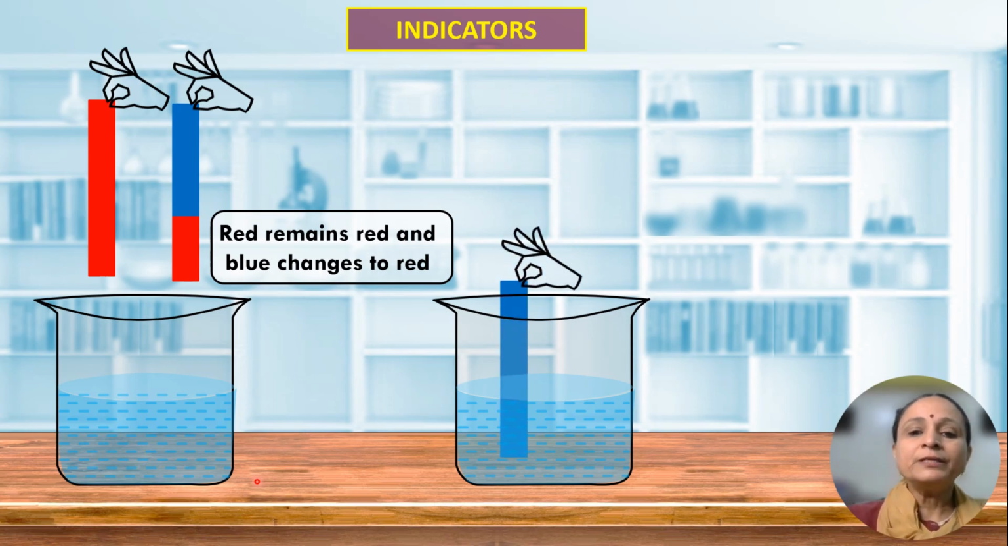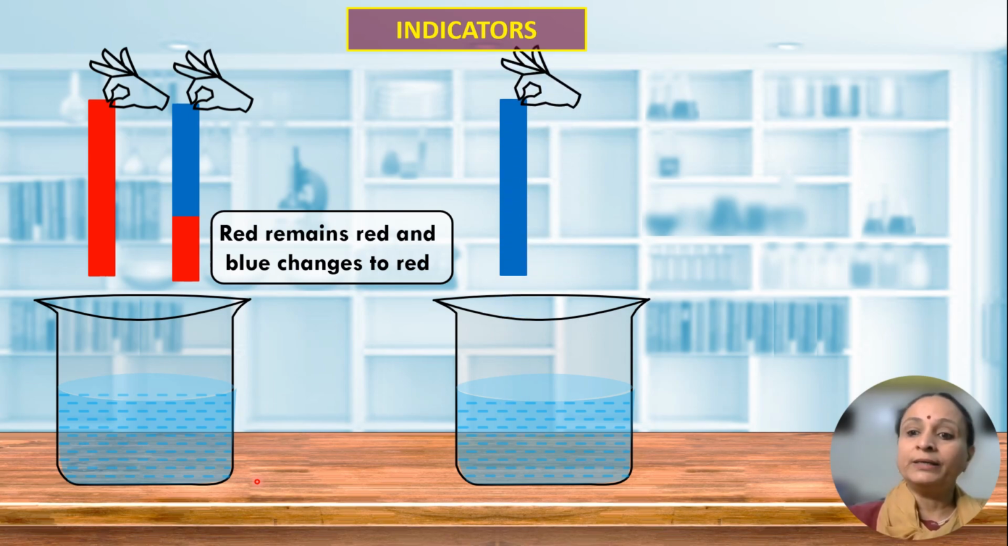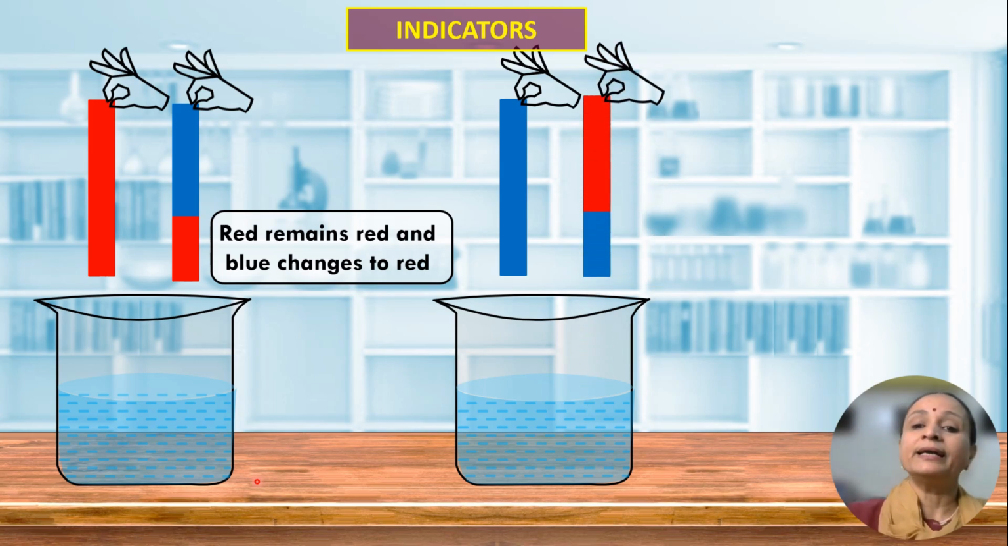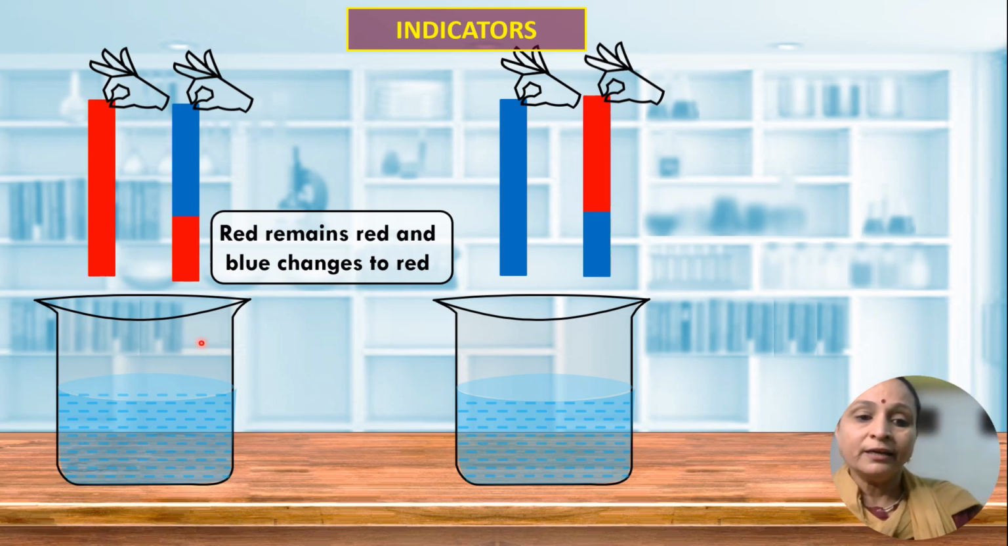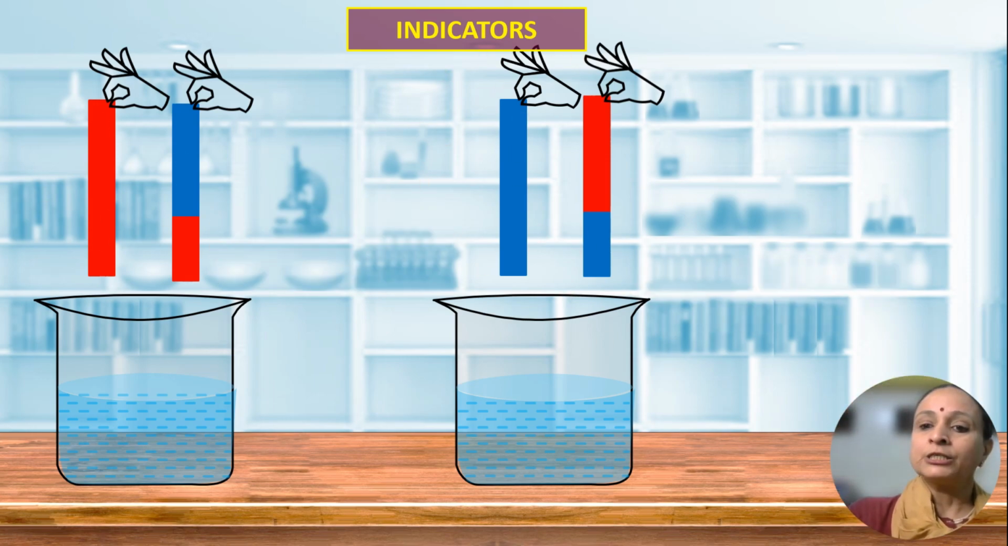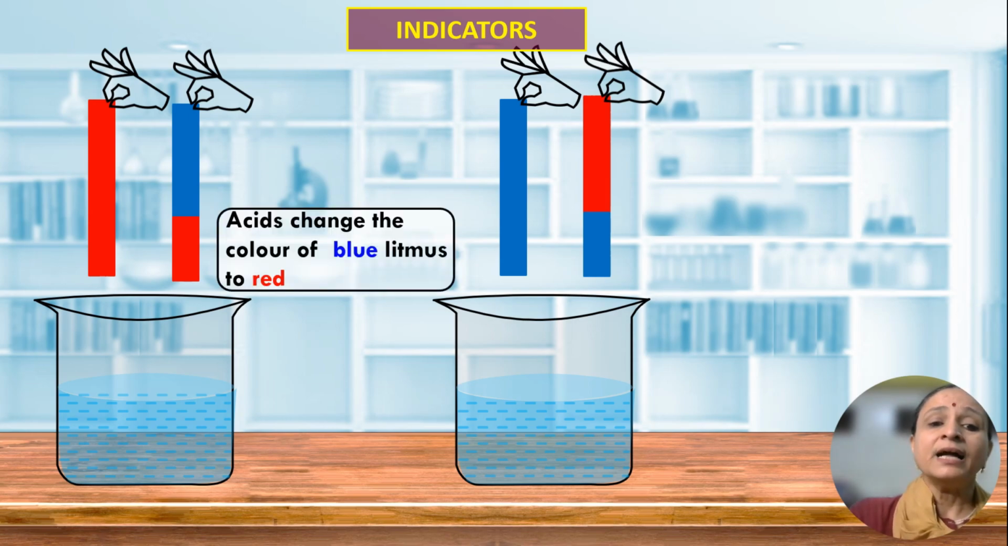Okay, now what happens to the other solution? When you dip a blue litmus paper into it, the blue color remains as it is. There is no change. But if you dip a red litmus paper, it gets converted into blue, indicating that it is a base. So here the solution is acid and here the solution is base, right? So you can see that acid changes the color of the blue litmus to red. Blue to red. Danger. Right?